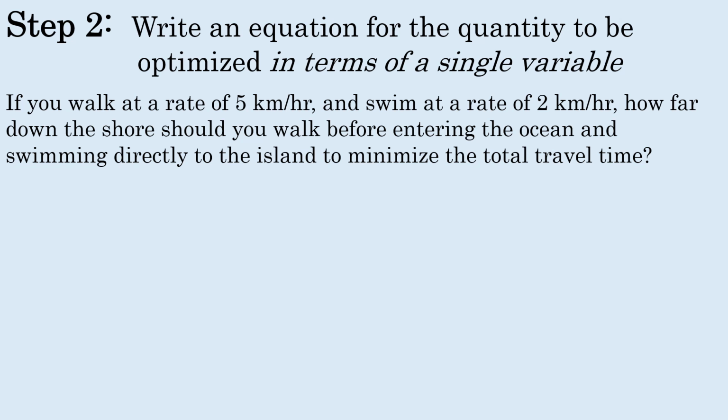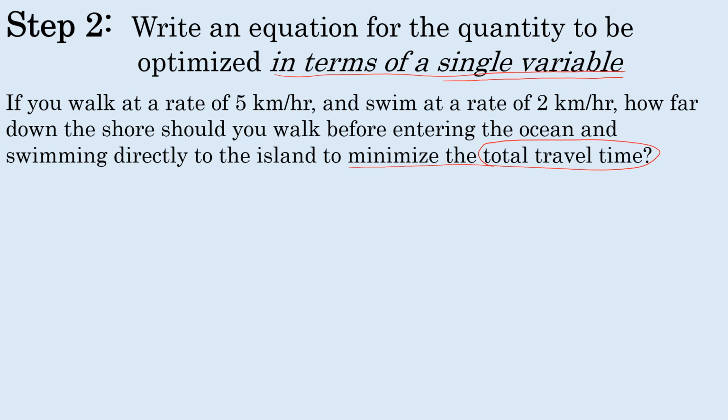Earlier, I described step 2 as perhaps the most important, sometimes most difficult, step in solving an optimization problem. Step 2 is to write an equation for the quantity to be optimized in terms of a single variable. It has to be in terms of a single variable. This step will be different every time you do an optimization problem, but in general, what you'll start looking for is the statement where you're asked to minimize or maximize something, and in this problem, we're being asked to minimize the total travel time. So our equation will be an equation for total travel time.